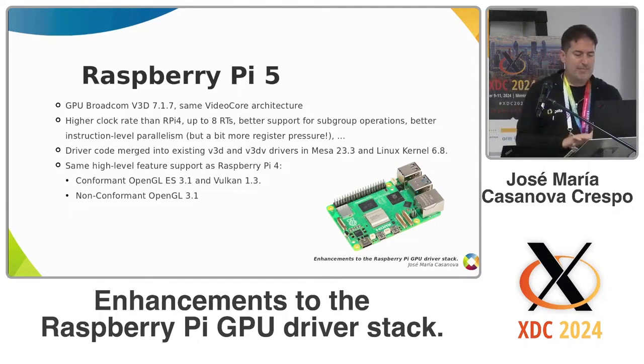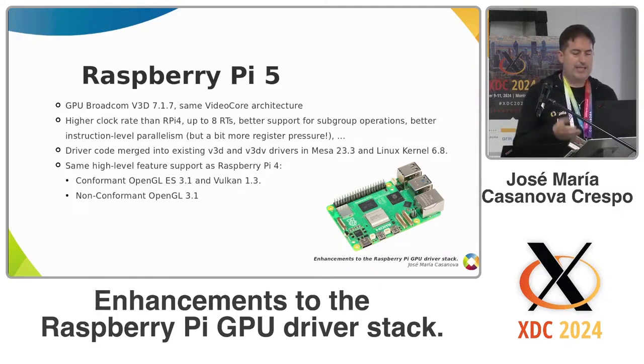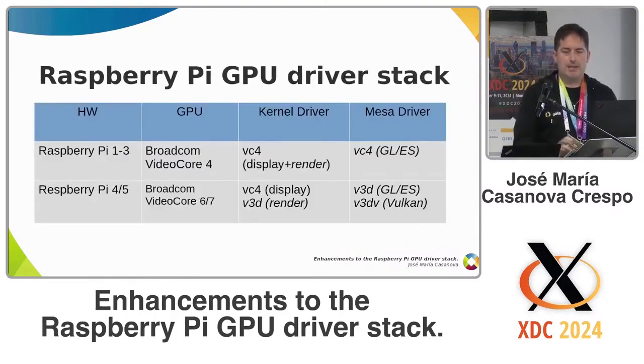And at that time, when the hardware was on the market and people could buy it, the drivers in the kernel space and in the user space had already been created, with the merge requests landed at the end of last year. The API support is conformant for OpenGL ES 3.1, and at that moment Vulkan 1.2, and nowadays Vulkan 1.3. And we enabled at that time support for OpenGL 3.1, but it's not conformant because of some missing features.